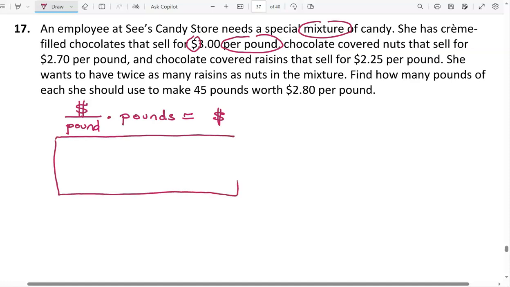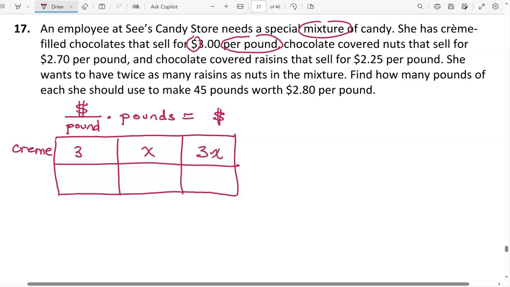So we're going to mix them together, and let's see what we are mixing. We have cream-filled chocolates. I'm just going to write that abbreviated as cream. And the information on those is that we have those measuring $3 per pound. And we don't know how much we should use of each of those. So their dollar value is 3 times X. And then we have the chocolate-covered nuts.